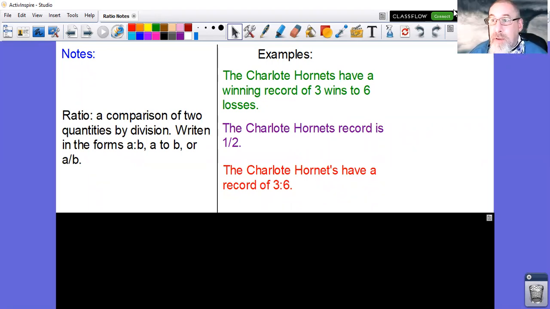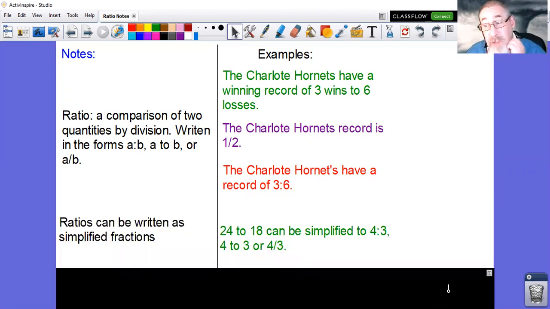We have the Charlotte Hornets have a winning record, 3 wins to 6 losses. So that's one way we can show a ratio, where we're using the word to. For the same situation, we have the Charlotte Hornets record is 1 to 2. That's using the fraction format. And then we have the Charlotte Hornets have a record of 3 to 6, using the colon. That colon replaces the word to. It has the same implications as the fraction and the word to. So those are ratios.